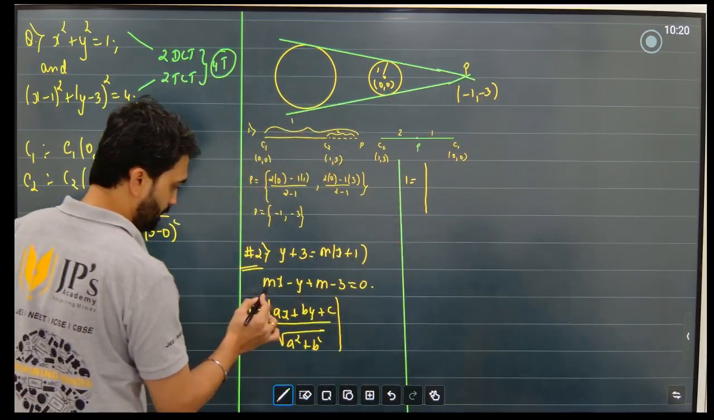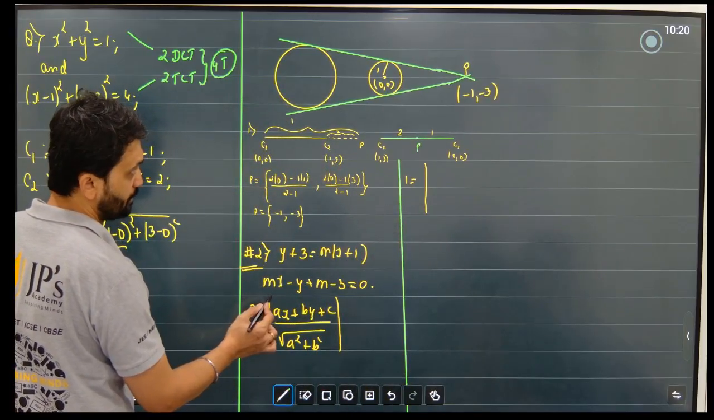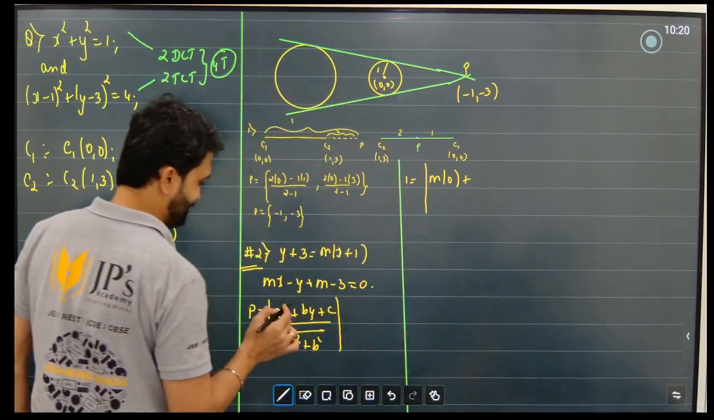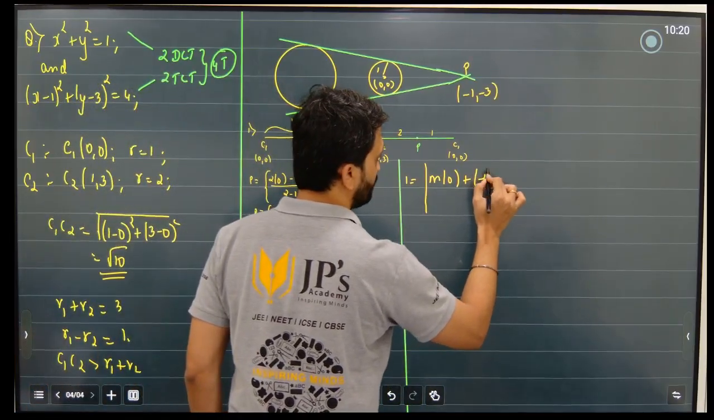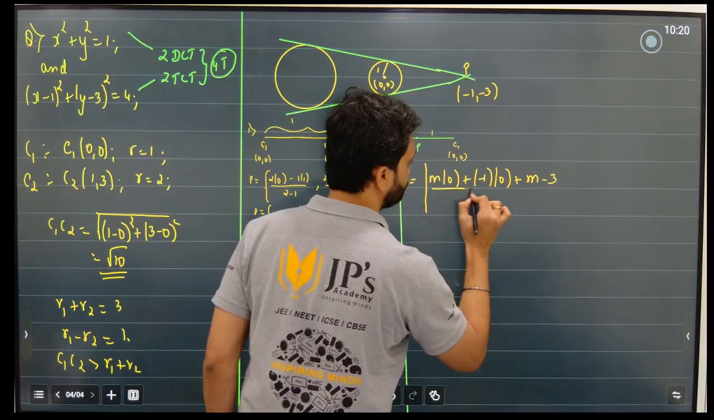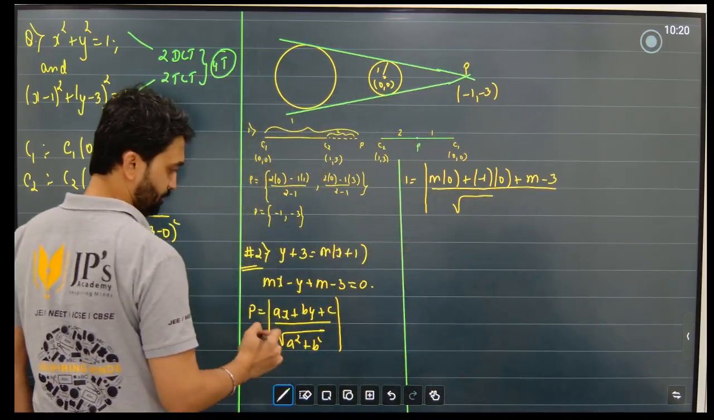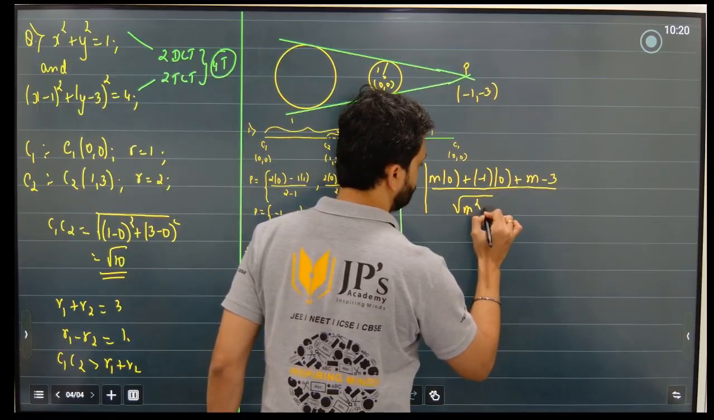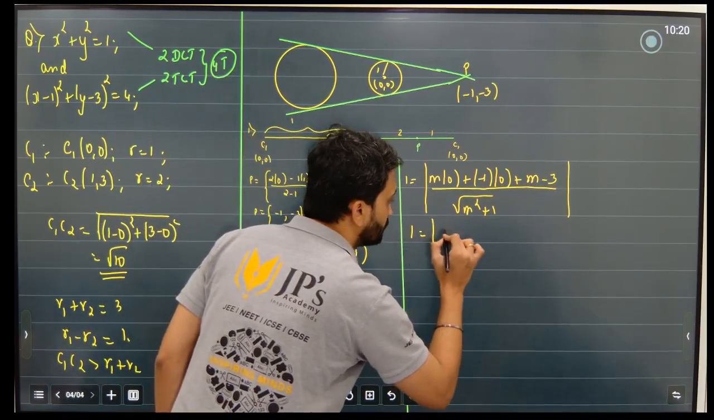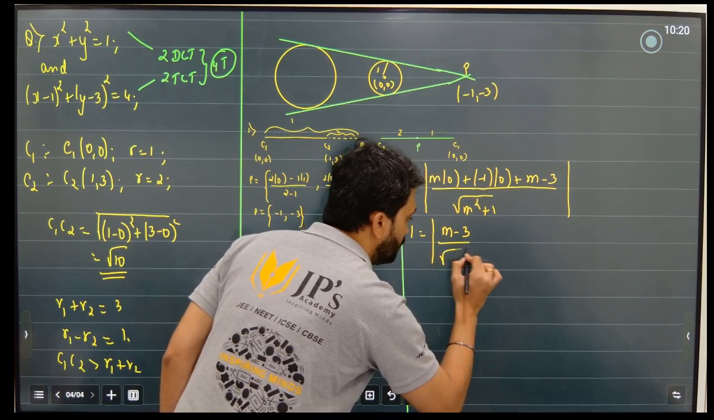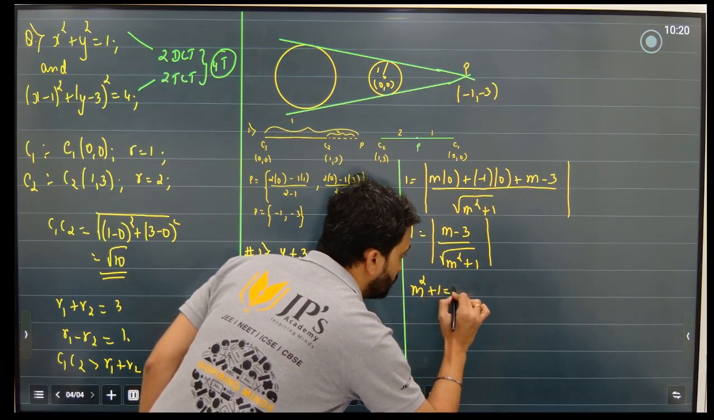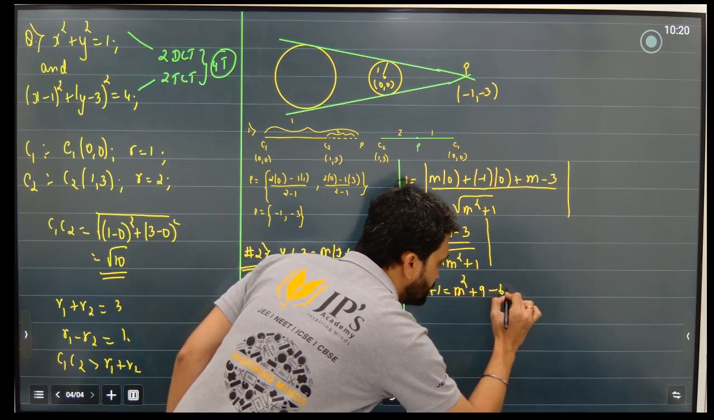1 is equal to, a is m, x is 0, m into 0 plus b is minus 1, y is 0, plus m minus 3 upon under root of m square plus 1. Now this will become 1 is equal to m minus 3 upon under root of m square plus 1. I'll square both sides. So m square plus 1 will become m square plus 9 minus 6m.